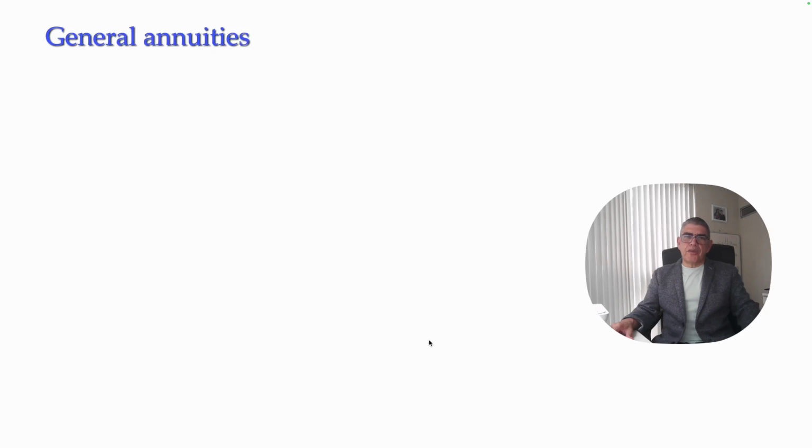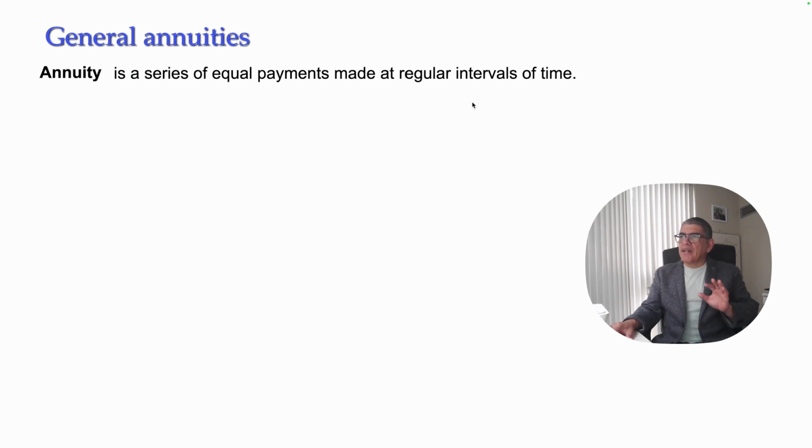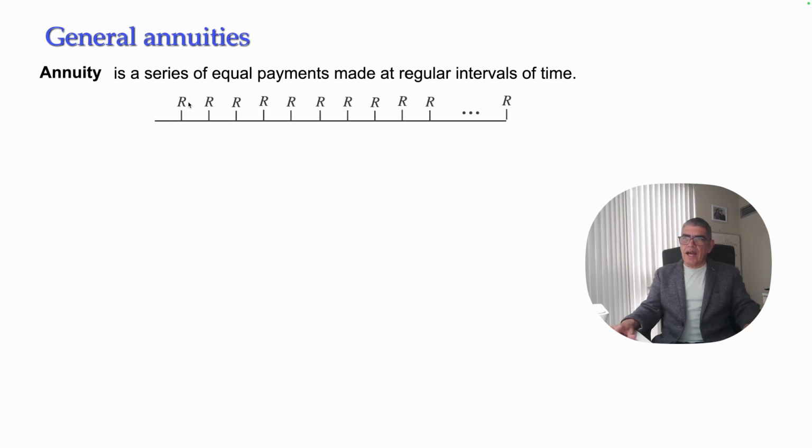In this video, I will be explaining the concept of general annuities. I will start by reminding you what an annuity is. An annuity is a series of equal payments made at regular intervals of time. So you can see the time as a line. An annuity looks like this. These that appear here are the payments that are made at a regular interval of time.